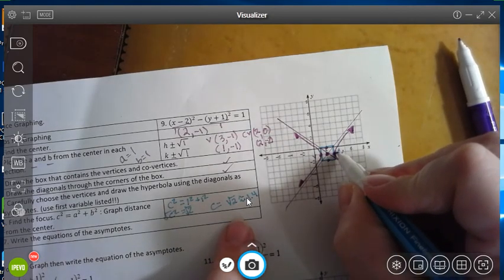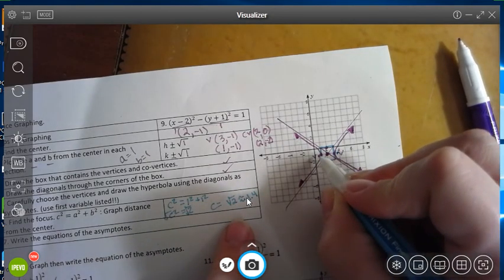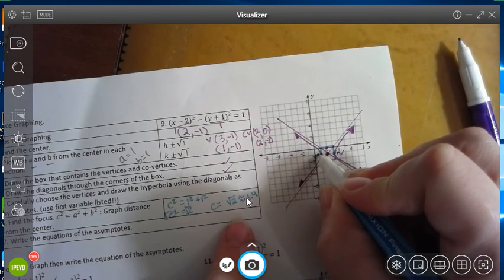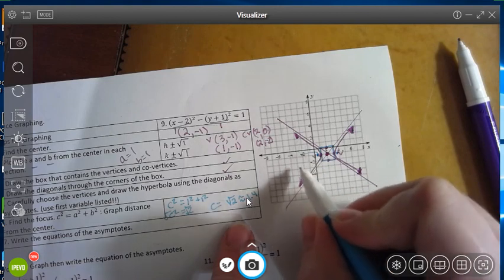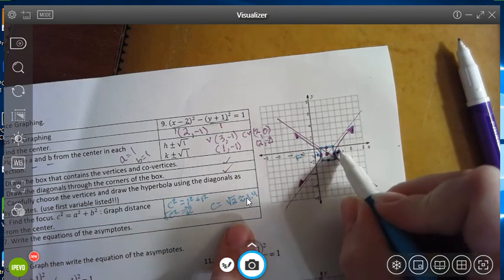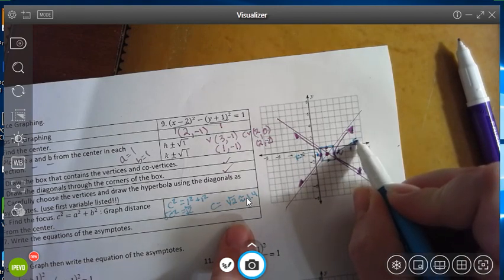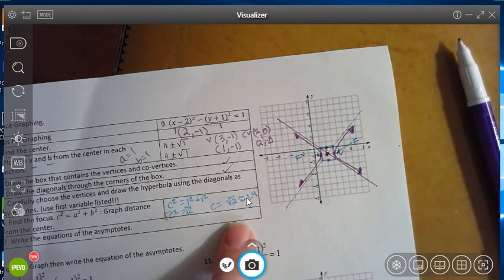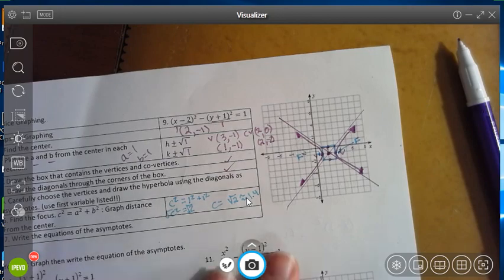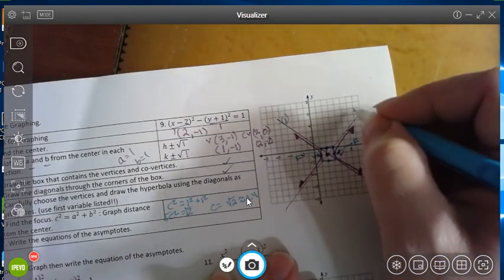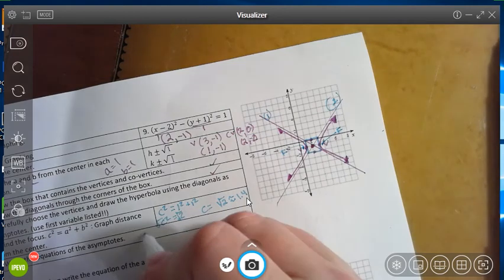All right, so I'm going to go in here and go out 1.4, which is close to 1.5 from the original. Okay, so this little tiny blue dot right there, that's the focus. And that one is the other focus. All right? So now you have it graphed. Now, write the equations of the asymptotes. That's not so hard. You haven't done this in a little while, but this one is pretty easy.